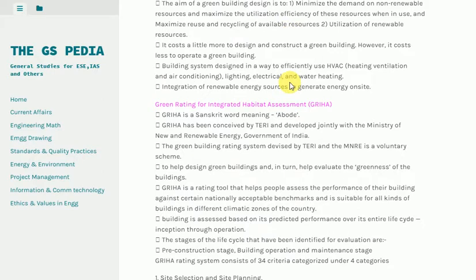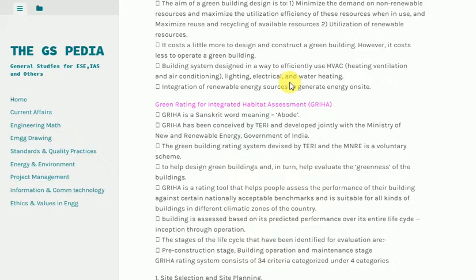GRIHA is a rating tool that helps people assess the performance of their building against certain nationally acceptable benchmarks and is suitable for all kinds of buildings in different climatic zones of the country. A building is assessed based on its predicted performance over its entire life cycle, inception through operation. The stages of the life cycle that have been identified for evaluation are pre-construction stage, building operation, and maintenance stage.